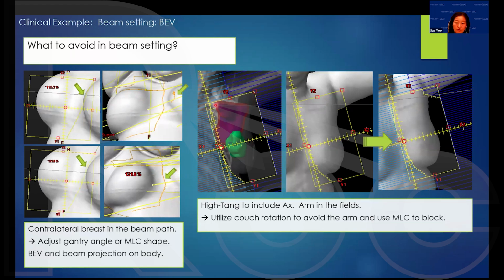Shoulder, arm, when we do the beam's eye view here, lots of arm position is in. If you rotate the couch a little bit, actually it gets a little bit better. But even after couch rotation, if we cannot completely avoid this, then we might close the MLC. That's how we handle it.